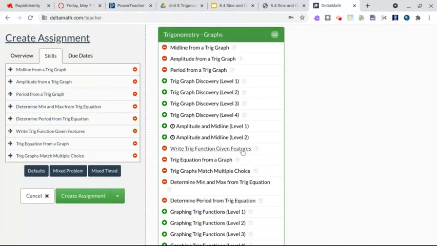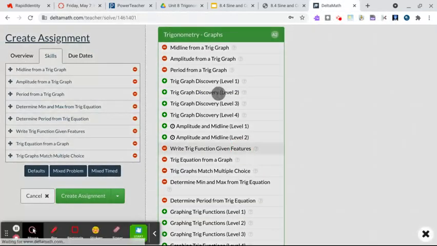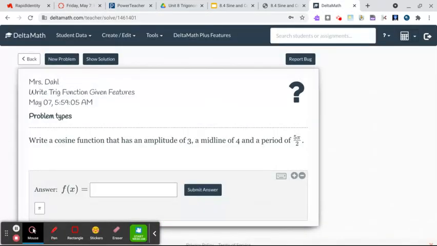So write trig function given features. Okay, so this is exactly like we were doing. The amplitude's 3, the midline is 4, the period is 5 pi over 2. It's a cosine function. So it already has y equals for us. Our amplitude is 3. We're going to write cosine. We need to do 2 pi over the period to get our b value.